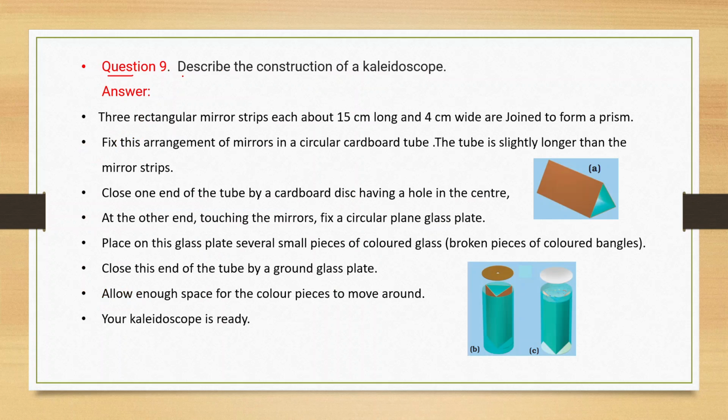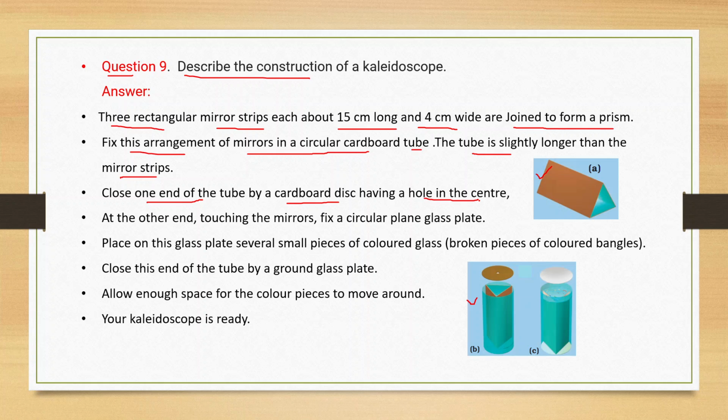Now question number 9. Describe the construction of kaleidoscope. Answer is 3 rectangular mirror strips, each about 15 centimeter long and 4 centimeter wide, are joined to form a prism like this. Now fix this arrangement of mirrors in a circular cardboard tube. The tube is slightly longer than the mirror strips like this. Close one end of the tube by a cardboard disc having a hole in the center. ये कार्डबोर्ड डिस्क है, इसको इस वाले पार्ट को आपको यहाँ से क्लोज कर देना है.